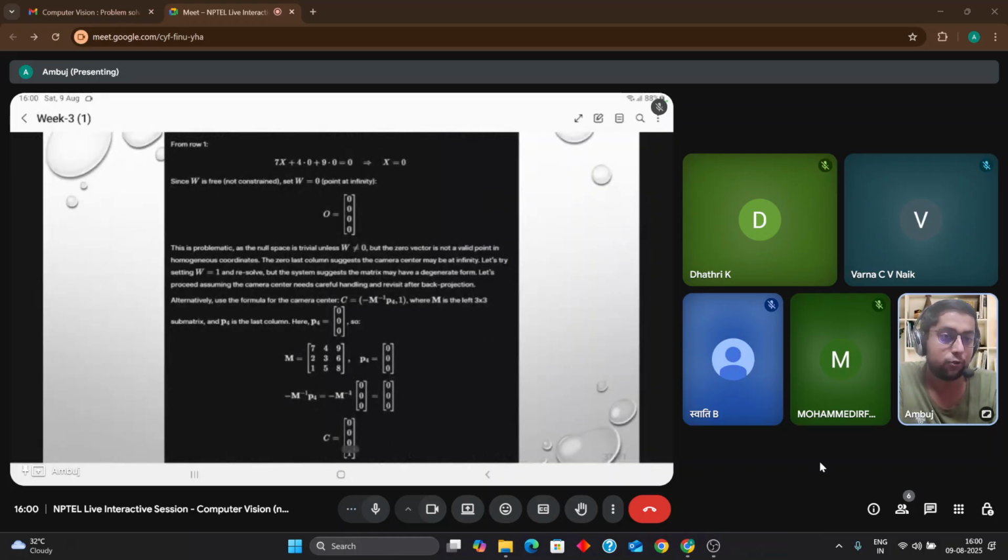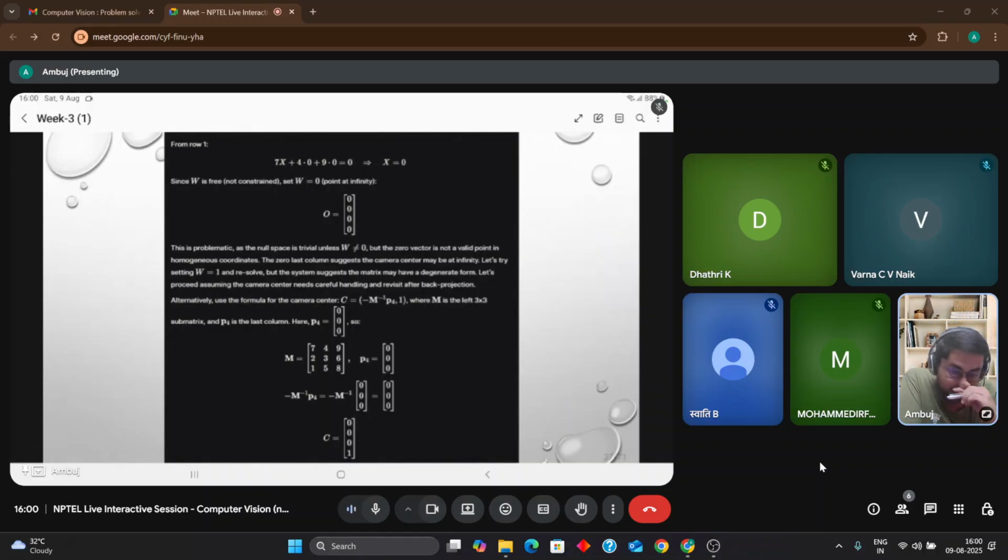This is problematic, because the null space is trivial, unsolvable. The zero vector here is not a valid solution. The 0 in the last column suggests the camera center may be at infinity. Now you try to set W as 1 again and resolve. In a similar fashion, we calculated the camera center C in question number 3.